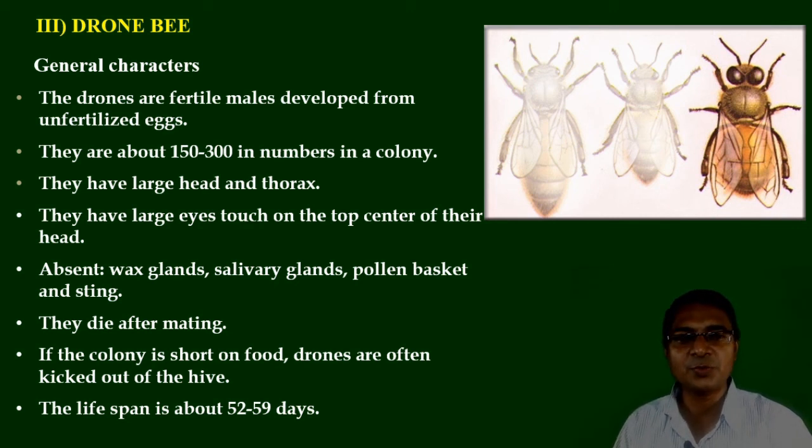After the nuptial flight or mating, death is observed, which means they sacrifice their own life for reproduction. If the colony is short on food, or there is a scarcity of food materials, or there is no necessity for drones for mating purposes, drones are often kicked out of the hive. The lifespan of the drone bee is about 52 to 59 days.